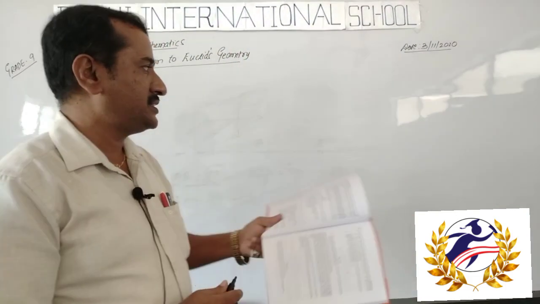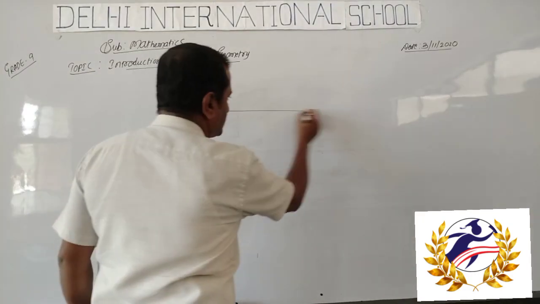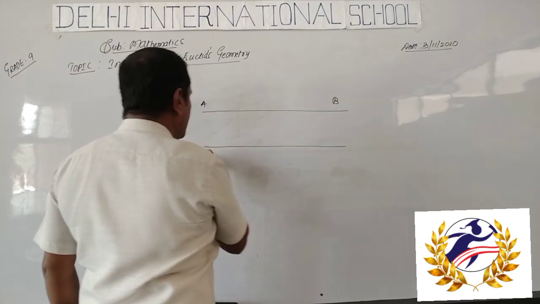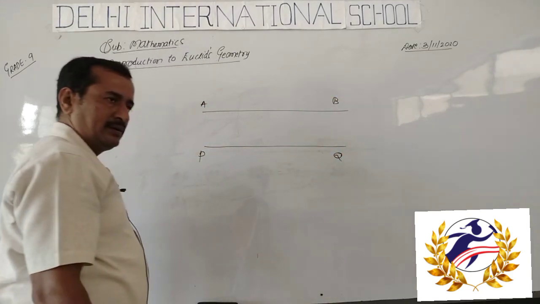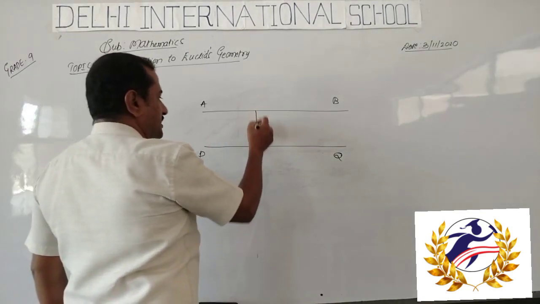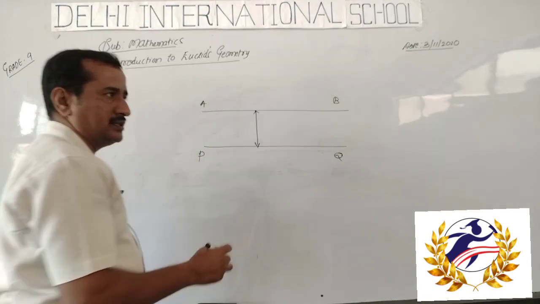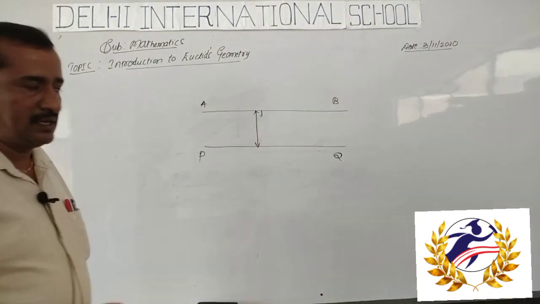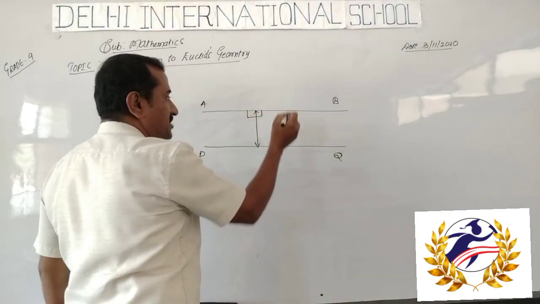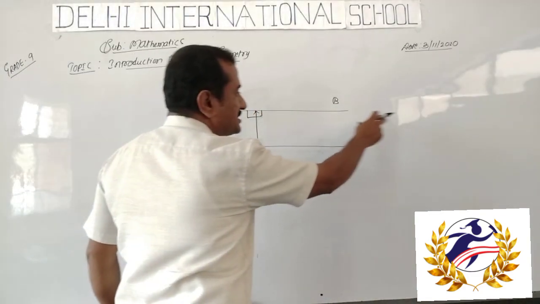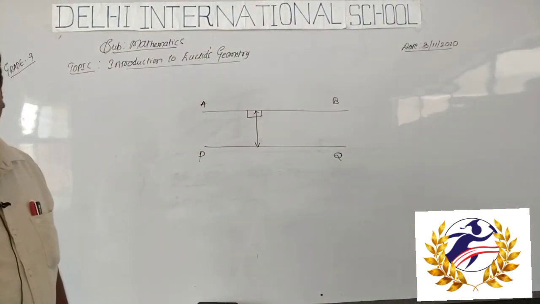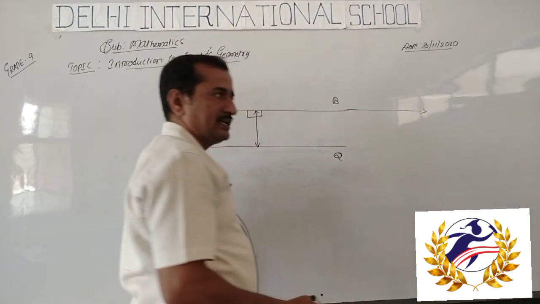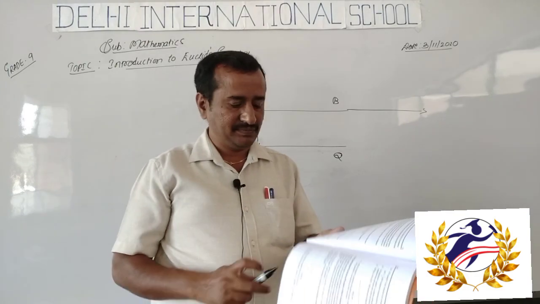As you know, parallel lines are lines which do not intersect even though they are extended to infinity. For example, this AB is one line and this is another line. These lines never intersect each other. The distance between them is always the same. Lines that do not intersect each other even though they are extended infinitely are called parallel lines.